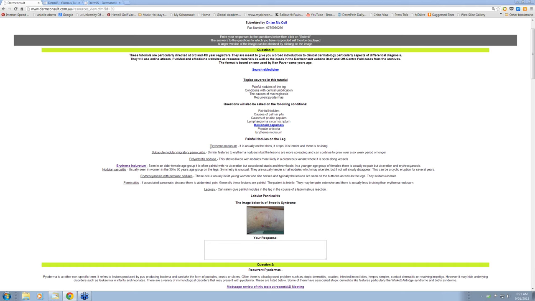So, painful nodules in the legs. Erythema nodosum, subacute nodular migrating panniculitis variant, perhaps cutaneous polyarteritis nodosa, erythema induratum and nodular vasculitis, erythrocyanosis with perniotic nodules, pancreatic panniculitis, and erythema nodosum leprosum are the things to consider. Erythema nodosum itself is usually in younger people, erythema induratum is an older age group.